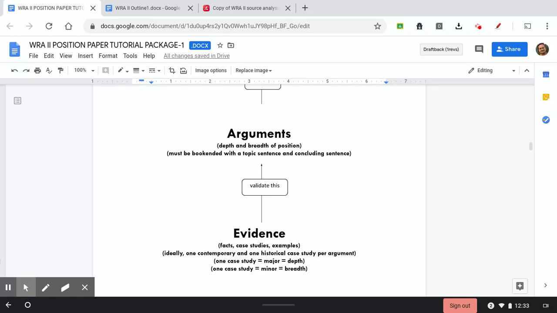Ideally, one contemporary and one historical, but both can be historical. One of your case studies is major. This is what we call depth. One of your case studies is minor. This is what we call breadth. Now, the depth case study goes into a great amount of detail. It is explaining why your case study backs up your argument. Having a second case study helps solidify your argument even more. This second case study, though, doesn't need the same amount of details.